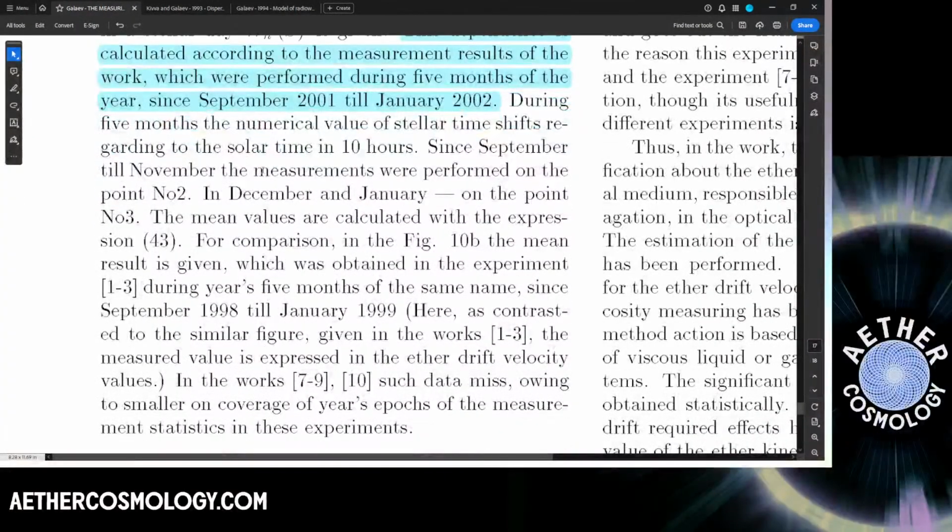During 5 months, the numerical value of stellar time shifts regarding the solar time by 10 hours. Since September till November, the measurements were performed at point number 2, in December and January at point number 3. The mean values are calculated with expression 43. For comparison, in figure 10b, the mean result is given which was obtained in experiments 1 through 3 during the same 5 months of the year, since September 1998 till January 1999, as contrasted to the similar figure given in the works of 1 through 3. The measured value is expressed in the ether drift velocity values.